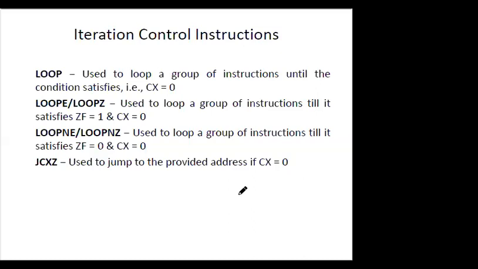So we have iteration control instructions. These instructions are used to execute an instruction a number of times. We are familiar with the concept of iteration: executing a single instruction a number of times, say a for loop or while loop. How iteration control is done will be controlled by these instruction sets.